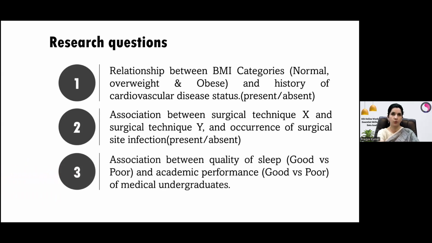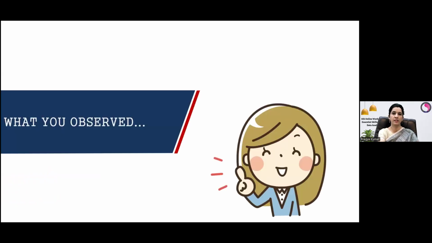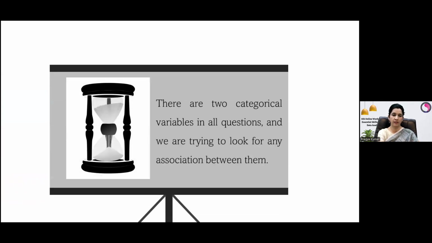Or if I want to know about the quality of sleep and academic performance, where I have classified the quality of sleep as good versus poor, and academic performance again as good versus poor, of medical undergraduates. If my research question falls into any of these lines, in all these research questions what I have observed is that there are 2 categorical variables, and each categorical variable has 2 or more levels. So we are trying to look at the association between these 2 variables.